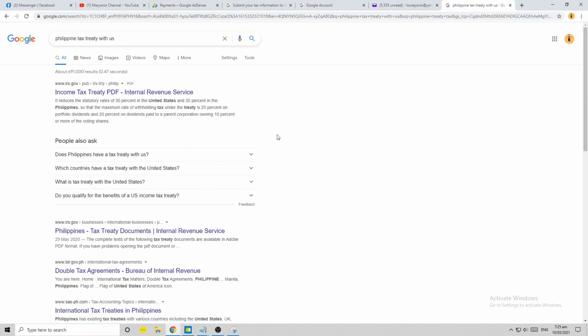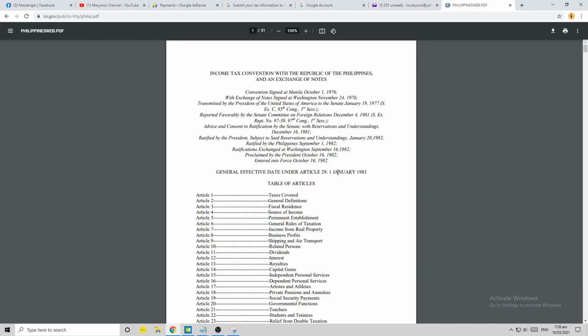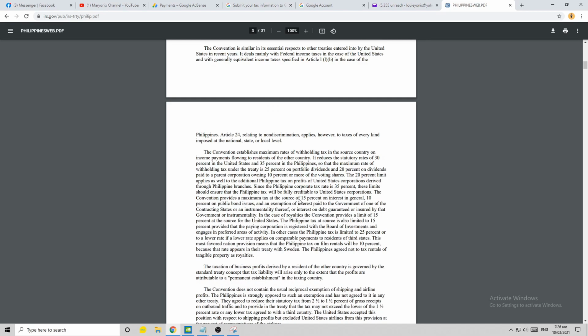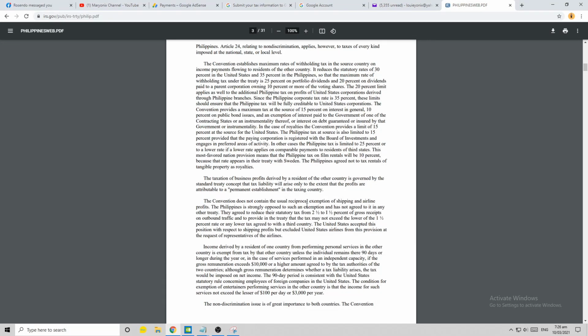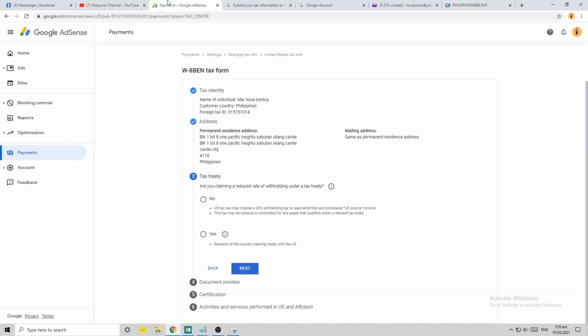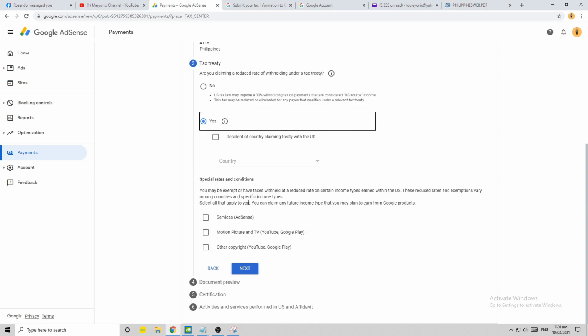It reduces to 30% in the United States and 35% in the Philippines. So the maximum rate of withholding tax of the treaty is 25% on portfolio dividends, and 20. So there is, guys. It should be 25%. Income tax convention with the Republic of the Philippines and exchange of notes. Convention at Manila with exchange of notes at Washington, November 1976. So basically, we have a tax treaty under US, which is for 25% only. So we can just hit yes.